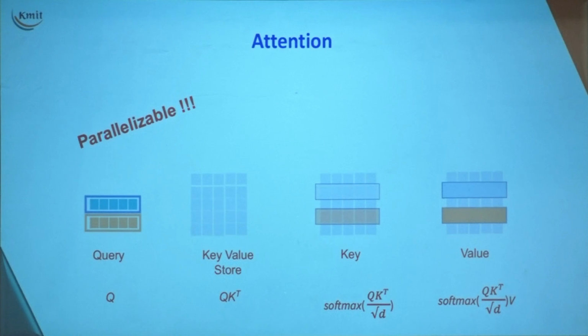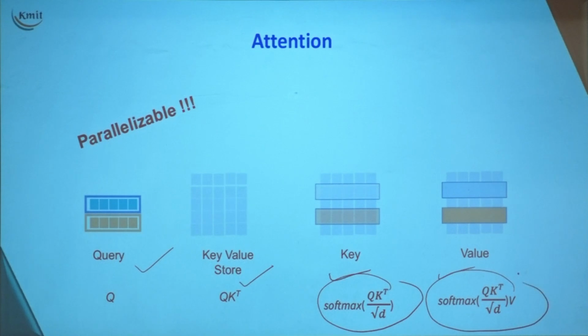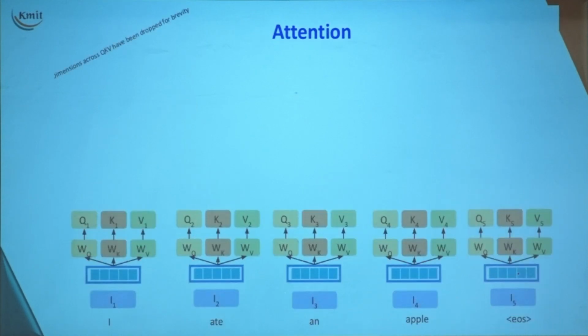Okay. Now look at this. What is query? Q. What is the key-value store? Q K transpose. What is key again? Softmax of this. What is this value? Softmax of this into V.